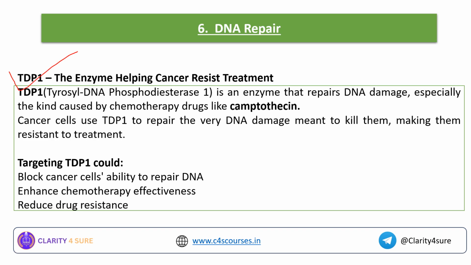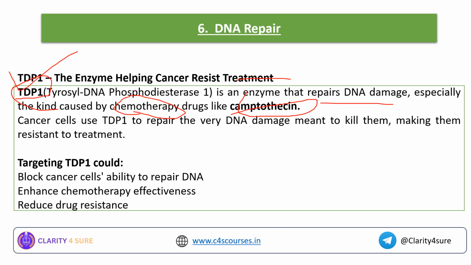Now, what is the enzyme that has been found by the scientists? The enzyme helping cancer resist treatment is TDP1. This is the enzyme that repairs the DNA damage, especially the kind caused by chemotherapy drugs like camptothecin. Okay, the cancer cells are using the enzyme called TDP1 to repair the damage that has been done to their own cells by the chemotherapy treatment.